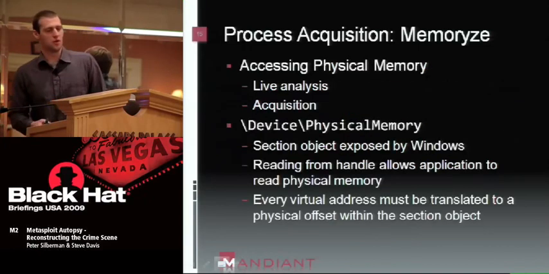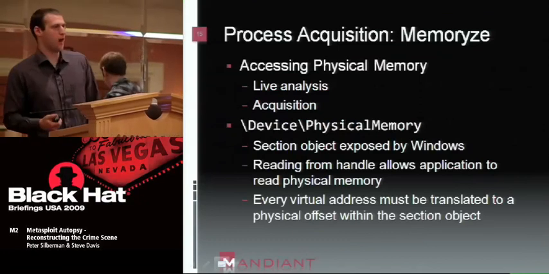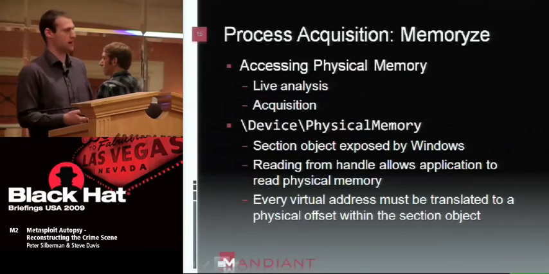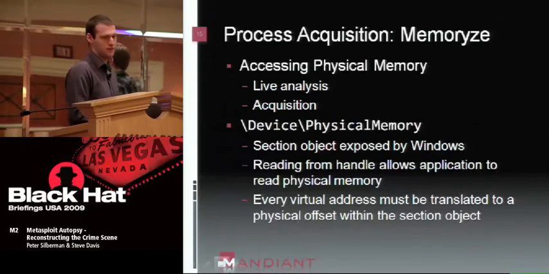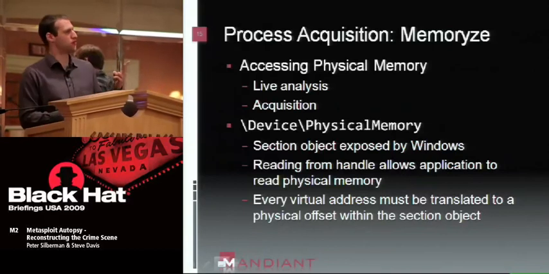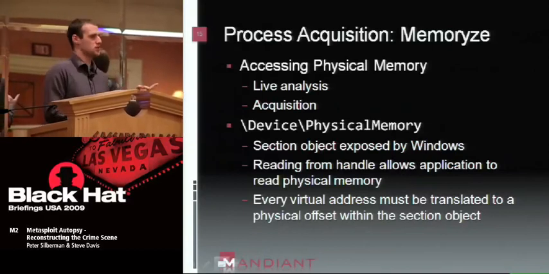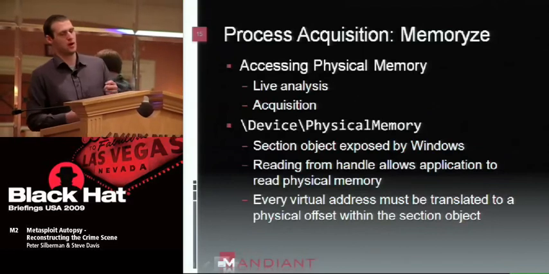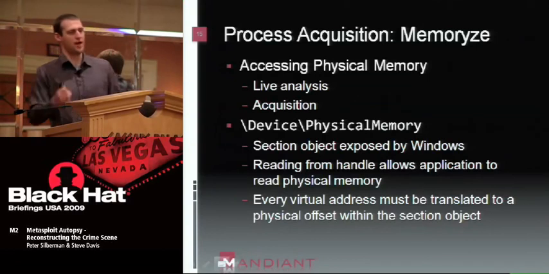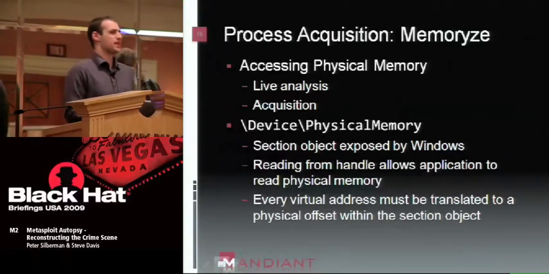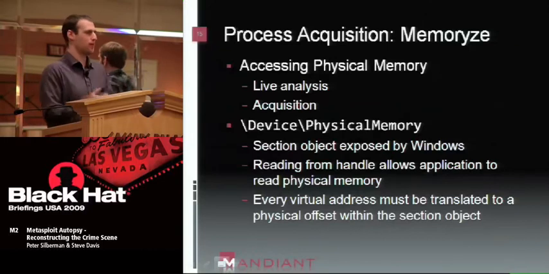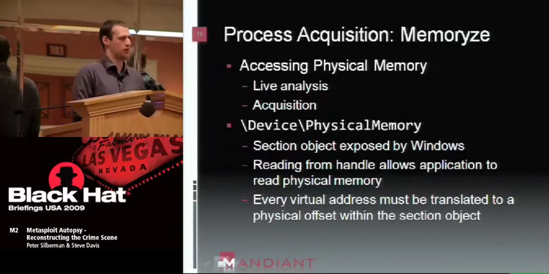So the first requirement was documented a while ago. I don't know how many have read the article by Crazy Lord in Phrack, who talked about a while ago using device physical memory. Real quick, we're going to access physical memory for two reasons, either for live analysis or acquisition. And to get physical memory, as I alluded to just a couple seconds ago, Windows gives us a section object. That section object is called \device\physicalmemory. If you open that section object, you now can read physical memory.